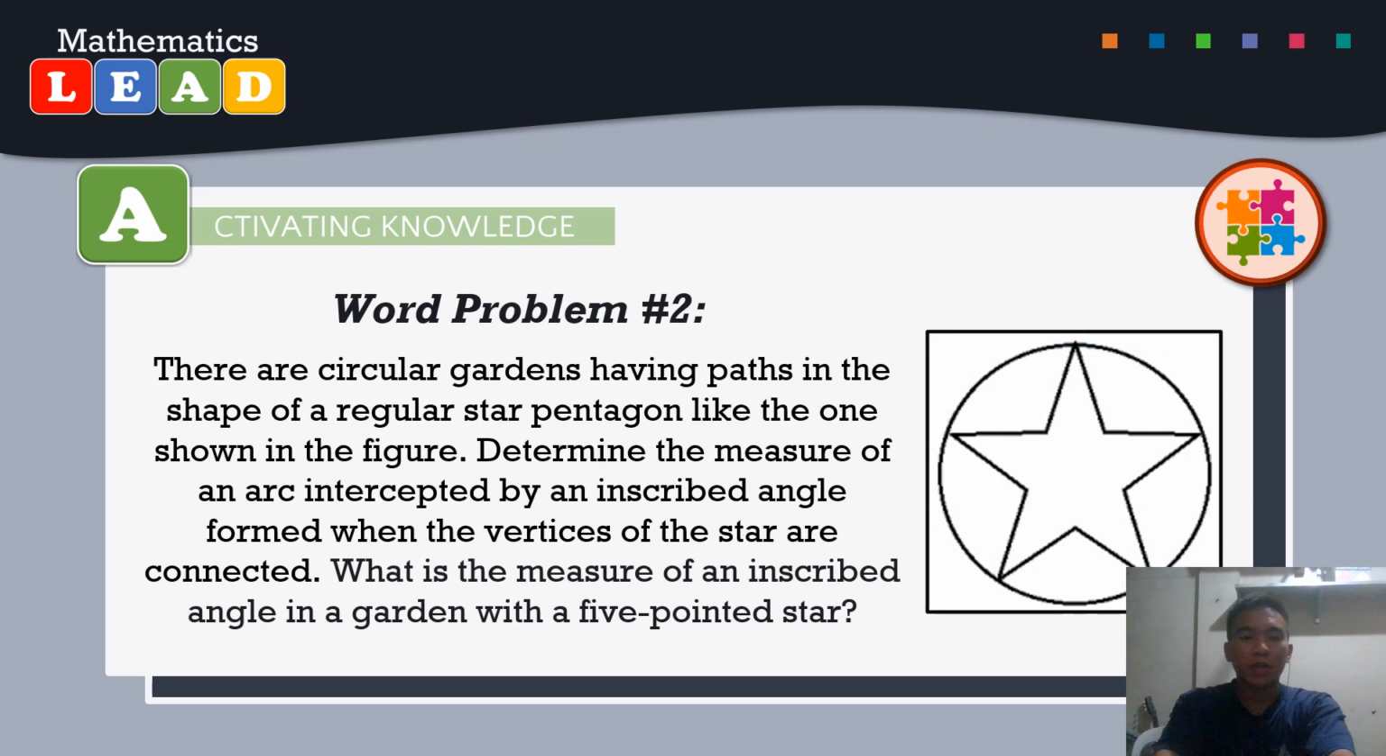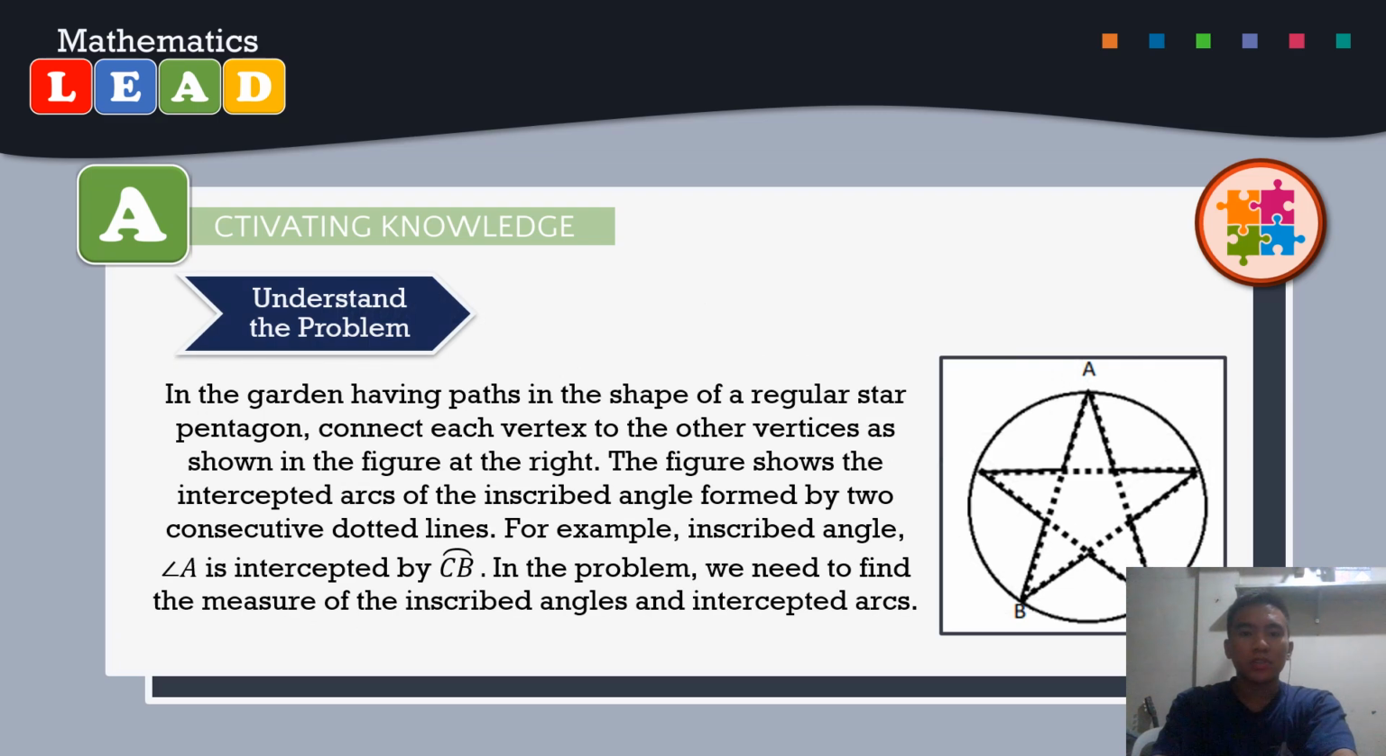For our problem number 2, there are circular gardens having paths in the shape of a regular star pentagon like the one shown in the figure. Determine the measure of the arc intercepted by an inscribed angle formed when the vertices of the star are connected. What is the measure of the inscribed angle in the garden with a 5-pointed star? For our first step, we have to understand the problem.